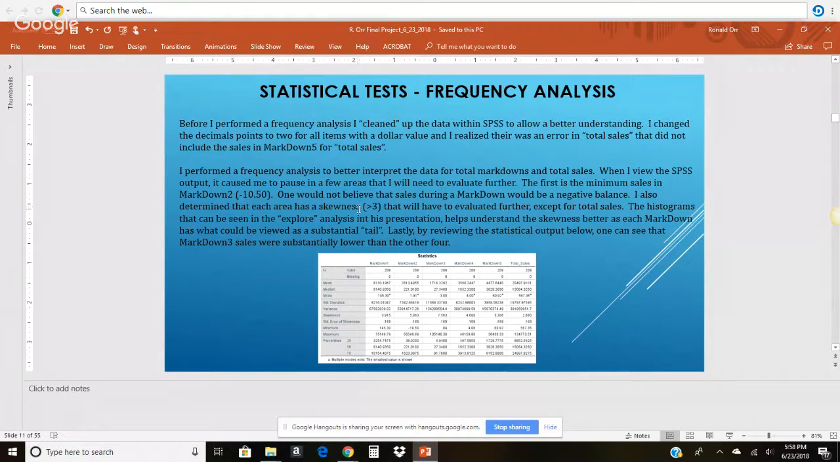The histograms that can be seen in my backup slides help understand the skewness better, as each markdown has what would be viewed as a potential tail. Lastly, by reviewing the statistical output below, one can see that markdown 3 sales were substantially lower than the other 4. This will play into my analysis and my recommendations as well.